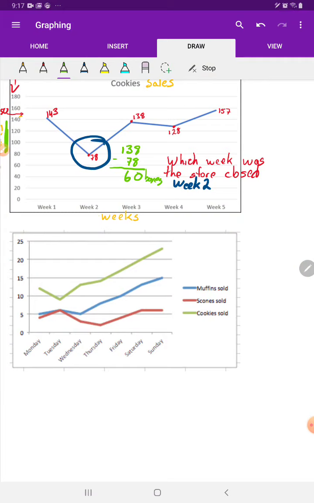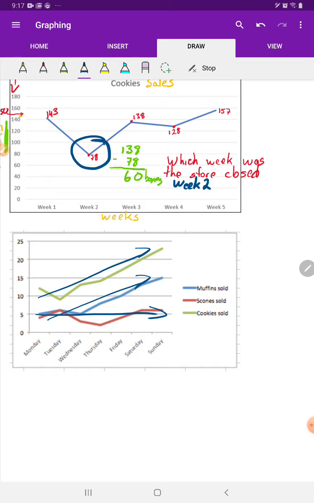So in this case, we can see that the trend for cookies is that it is going up. In fact, the trend for all of them, for both cookies and muffins, is that it goes up. Whereas the trend for scones is it doesn't change very much. It changes a bit, but not a lot. But muffins and cookies both increase their sales as the week goes on. Okay, see that? A trend is kind of just smoothing out the line so you can see the way it goes.